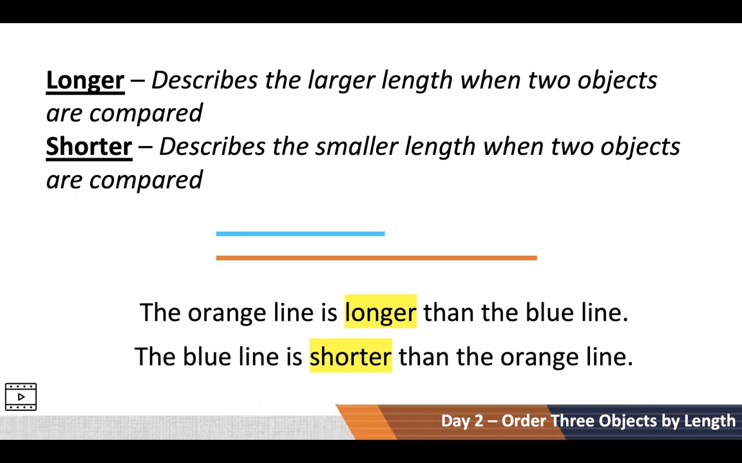The orange line is longer than the blue line. The blue line is shorter than the orange line. So quite clearly when we line them up, the ends starting at the same point, we can see that the blue line stops before the orange line. The orange line is bigger than the blue line. So we are going to say the orange line is longer than the blue line, and the blue line is shorter than the orange line.